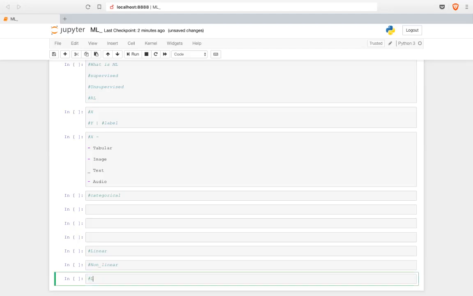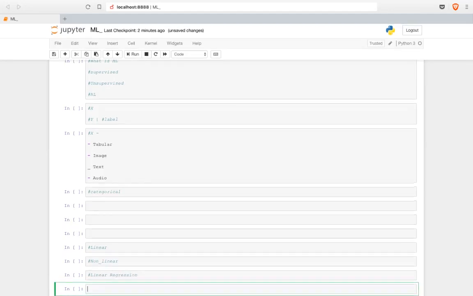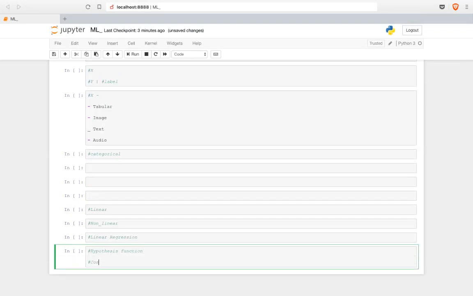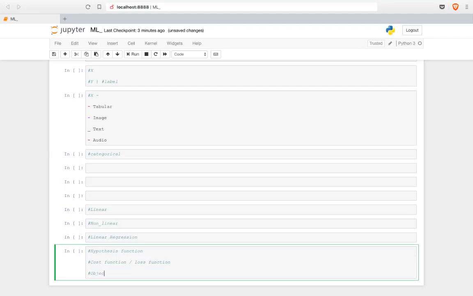So moving on, today we'll look at linear regression. What is linear regression, and how does it work? Before that, there are a few technical terms whose meaning needs to be understood. The first is the hypothesis function. Then there is the cost function, or loss function; they mean the same. The other one is the objective function.